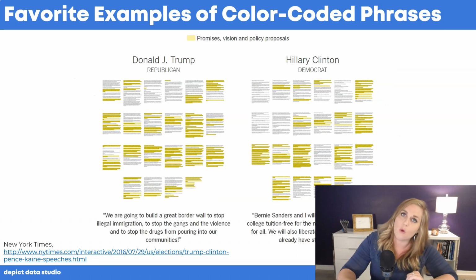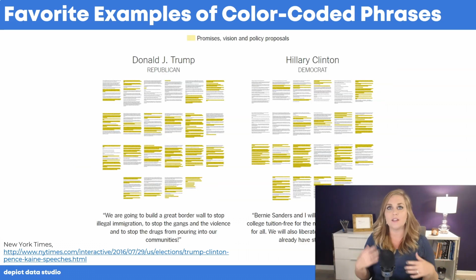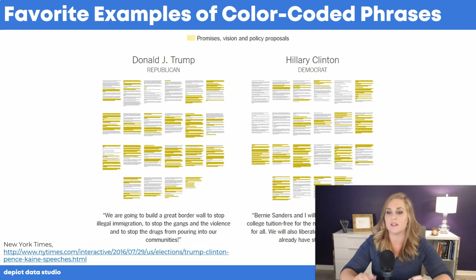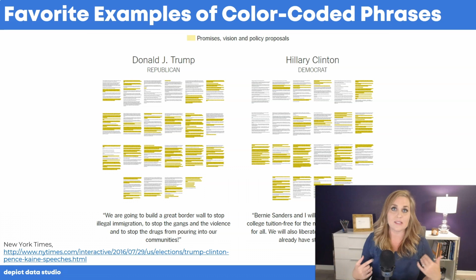You scroll down more and they go into even more categories, showing us how both candidates talked about their promises, vision, and policy proposals, and so on. Really simple, really great way of not making us read the whole convention speech. Somebody or a team of people behind the scenes read those for us, and they've saved us some time by drawing our attention to key themes.